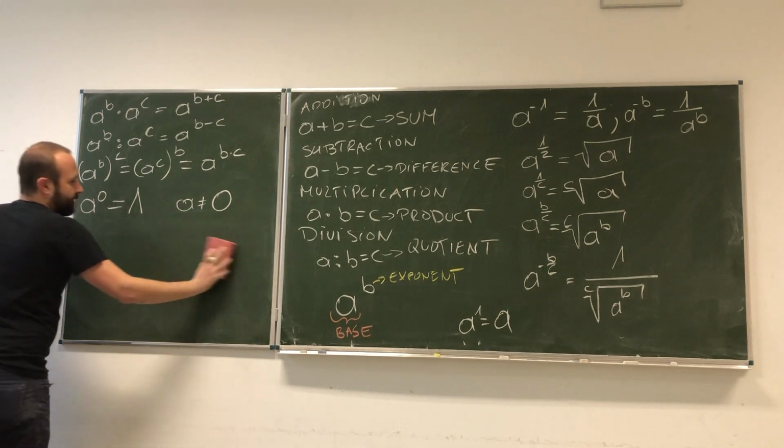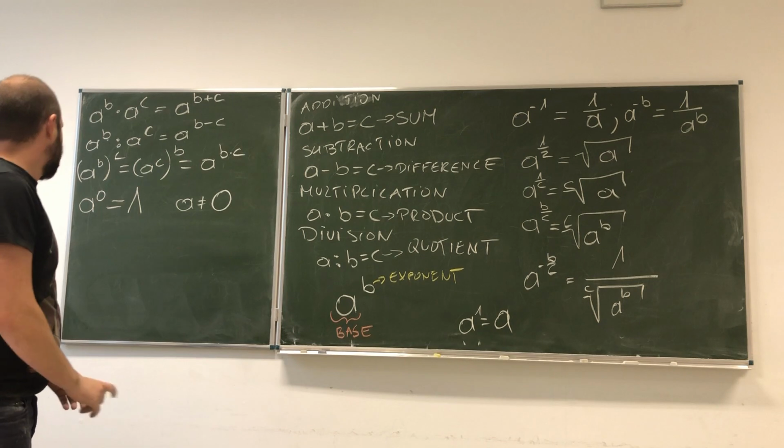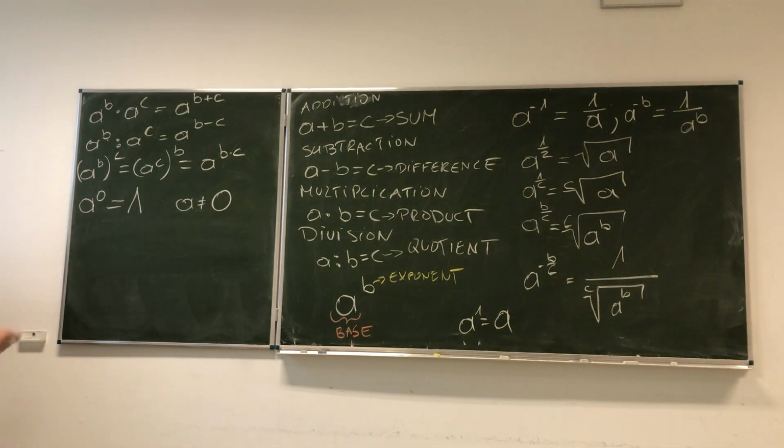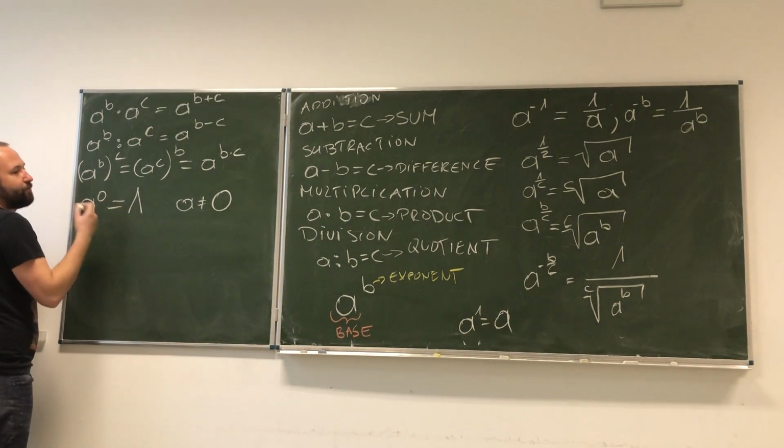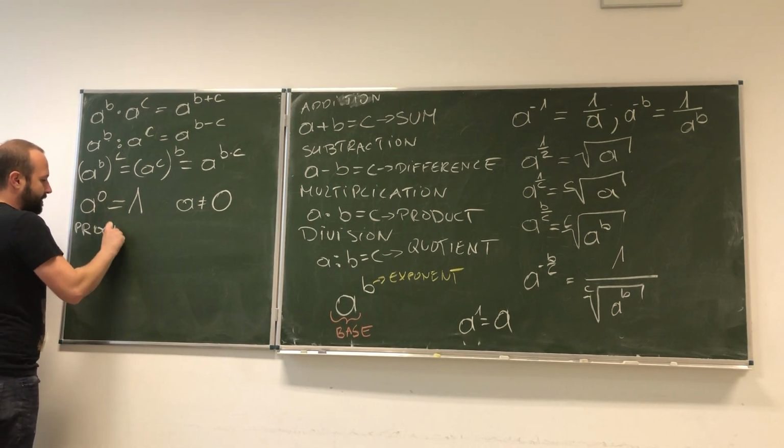Okay. Now, how do we know that A to the power of 0 is 1? Well, actually in this case, we can prove it. We can prove this quite easily. And the proof goes like this.